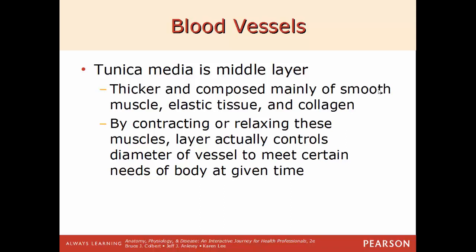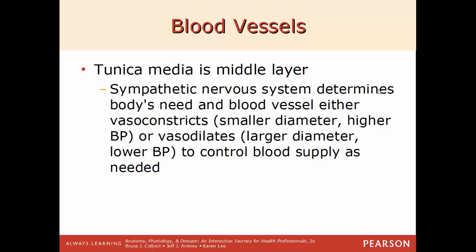Now, sometimes you need the vessel to be larger to allow more blood flow. Sometimes you need the vessel to be smaller to slow down blood flow. It is the sympathetic nervous system that determines the body's need and whether or not the blood vessel needs to constrict or dilate. If it constricts, it will have a smaller diameter, which will increase blood pressure. And if it dilates, it will have a larger diameter, which will lower blood pressure. Both of these play a role in controlling the amount of blood supply going through that vessel.